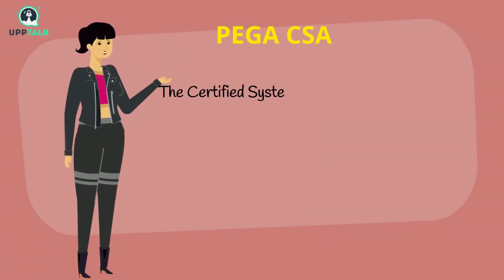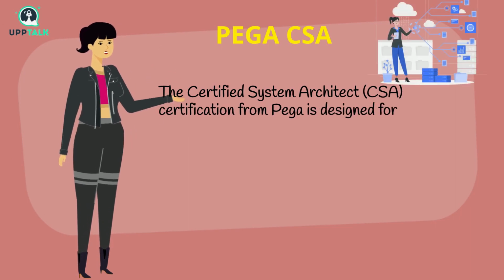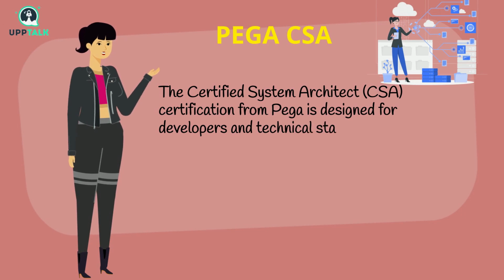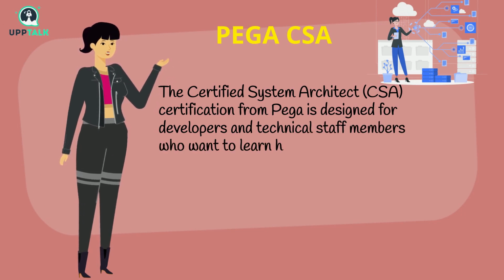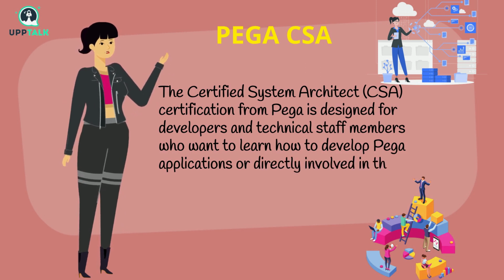The Certified System Architect (CSA) certification from Pega is designed for developers and technical staff members who want to learn how to develop Pega applications, or who are directly involved in the design and construction of applications built on Pega.